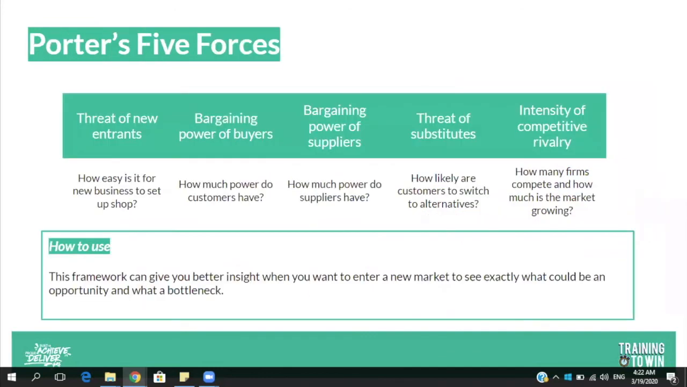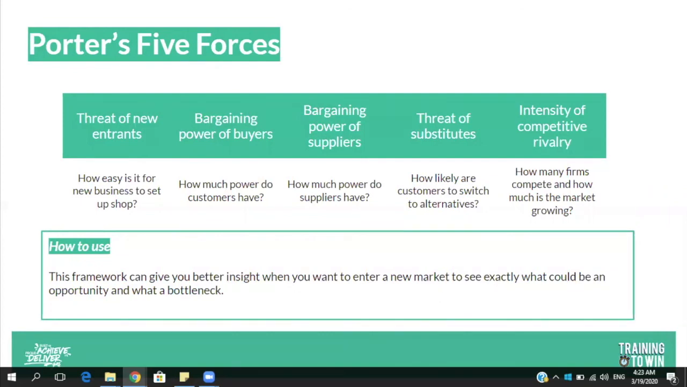Good. Then you have Porter's five forces. What is this? This is used more when you try to enter a new market, like a new university or a new city where you want to explore GT. The simple thing that you have to do is answer the 5 questions mentioned here. How easy is it for your new business to set up shop? Meaning, how easy is it for GT to put themselves out there in the new market?